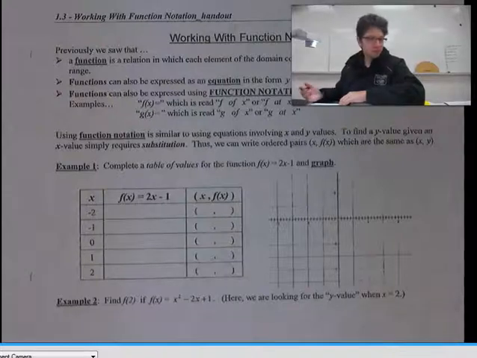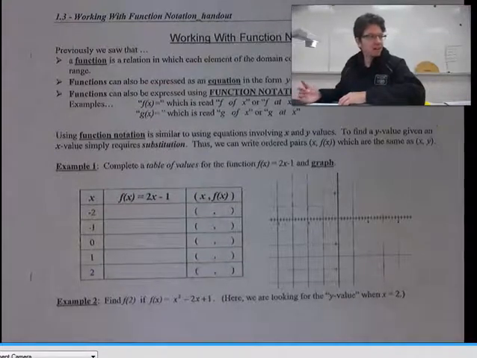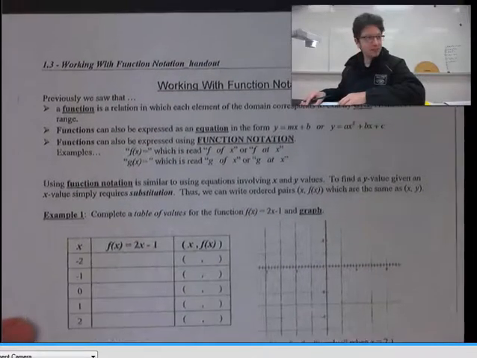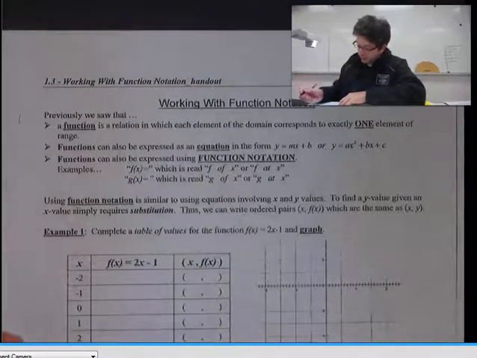So yesterday I have been introducing how to write function notation. We started this chapter with first what is a function, and then how to write function notation. Today we're going to do a little bit more practice with actually working with that function notation. So this is what we started with yesterday.